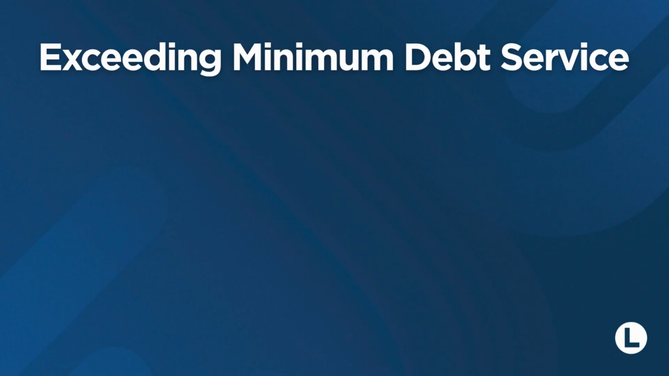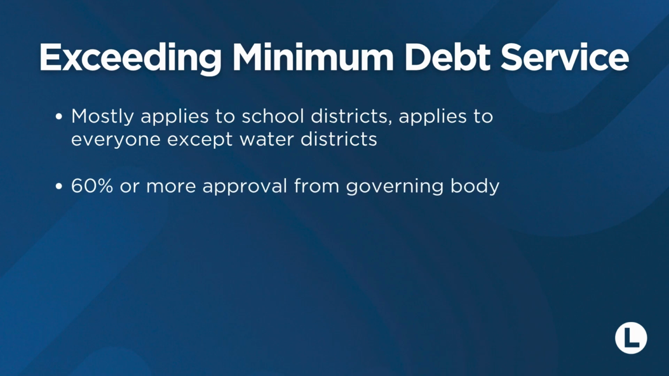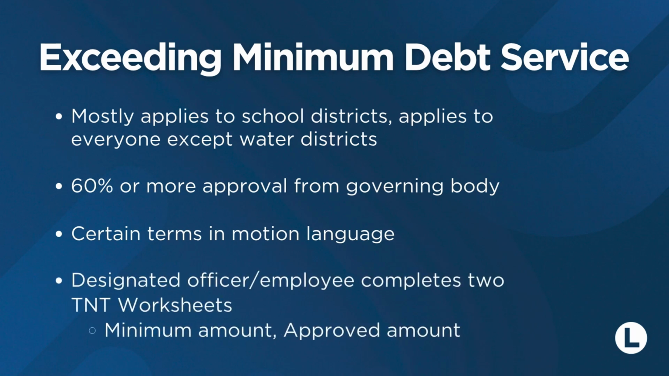The next item we're going to talk about is the new requirement if you're going to be exceeding your minimum debt service amount. This mostly applies to school districts, even though it impacts everybody. You now have to get 60% approval or more from your governing body to do that. You have to have certain motion language, and you have to talk to your designated officer or employee to fill out 2 T&T worksheets, one with the minimum amount and one with the approved amount.